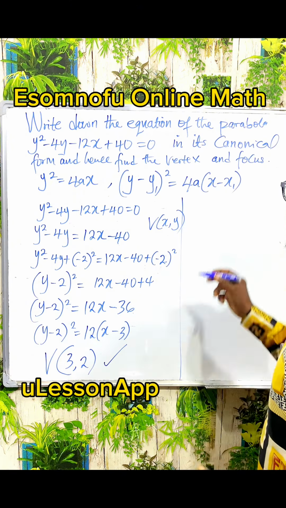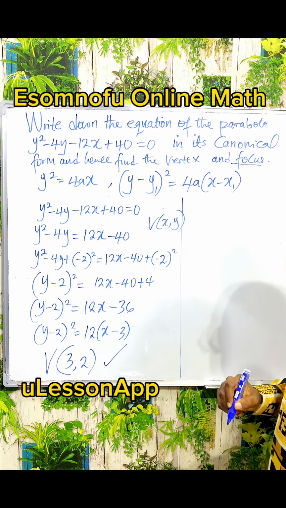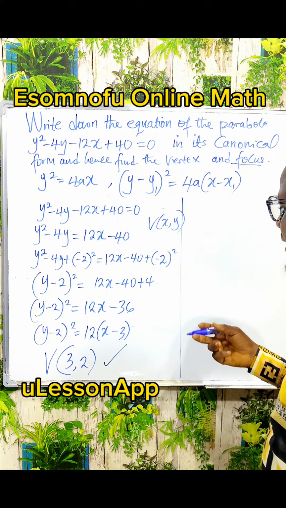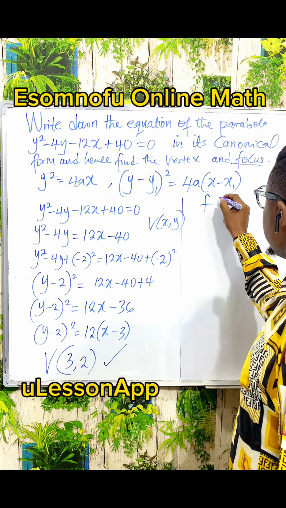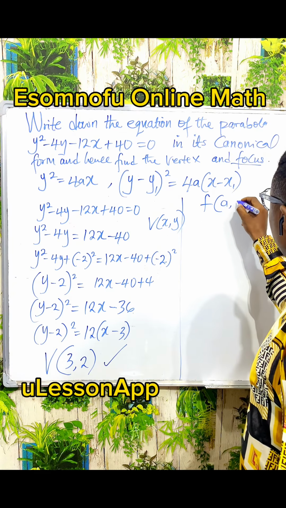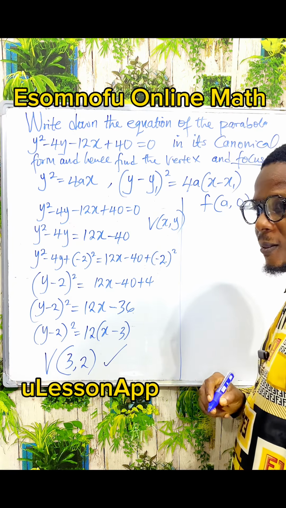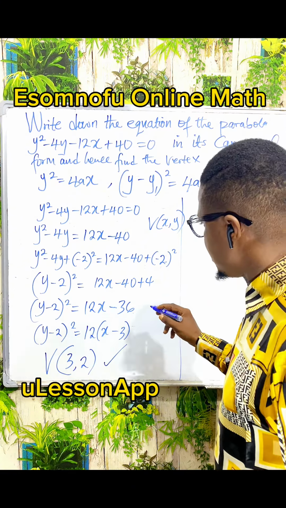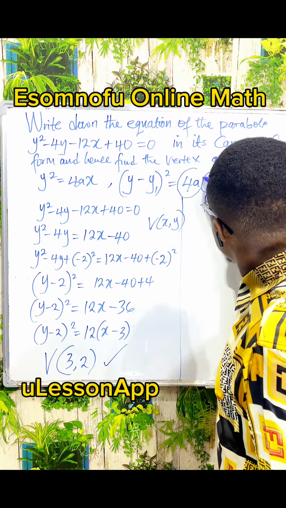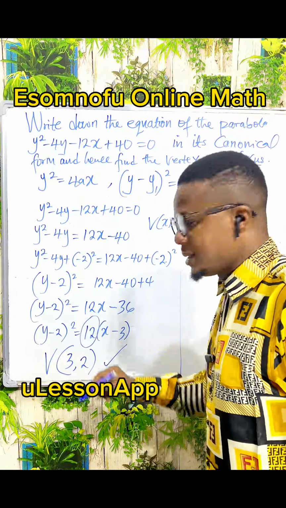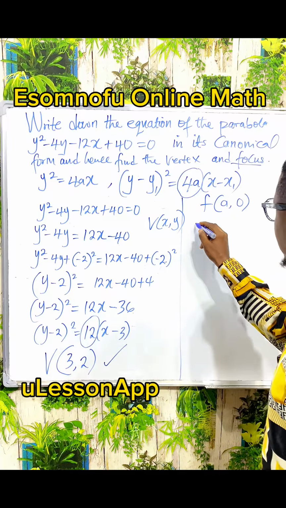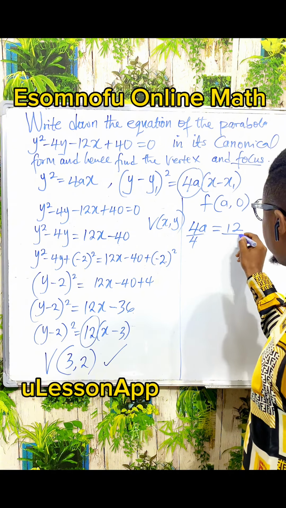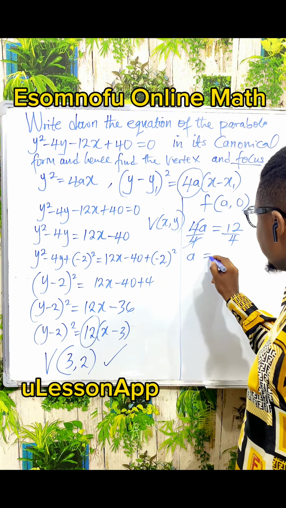The question says also that we should get the focus. Now, to get the focus, you need to get the value of a. Focus is always the point (a, 0). So how do we get our focus? Just compare this with this, by looking at the two equations. So I can just say that 4a is equal to 12. Divide both sides by 4. When I do that, a is now 3.